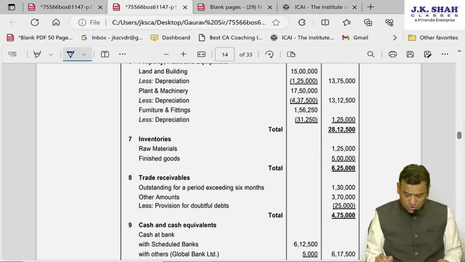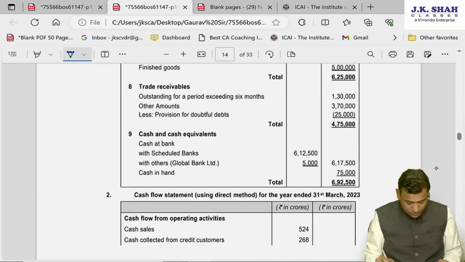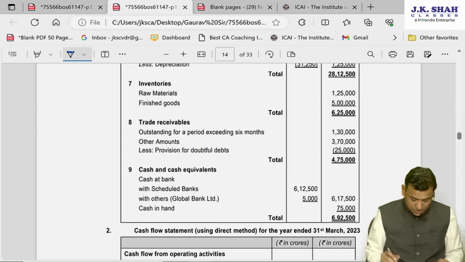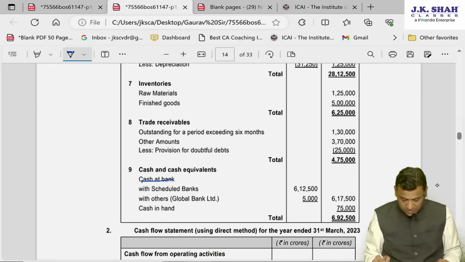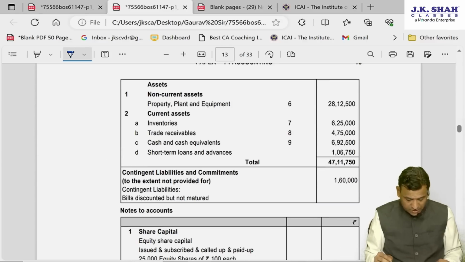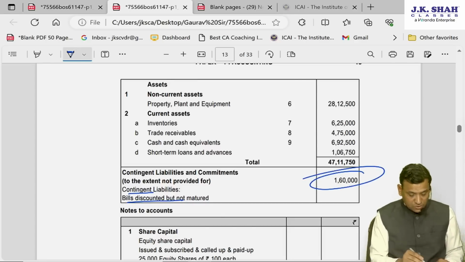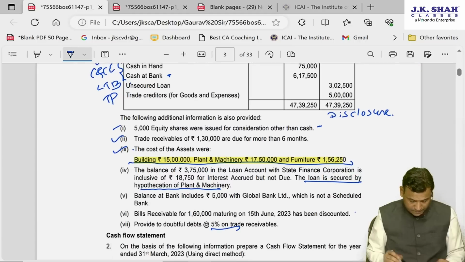I think friends, this was a very simple question as far as final accounts was concerned. Again, the bifurcation with scheduled bank, with others, and cash in hand. And then we are supposed to make the balance sheet. And yes, this is what I said, contingent liabilities to the extent not provided for, bills discounted but not matured, 160,000. This is what we had.